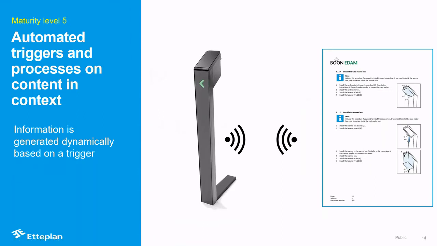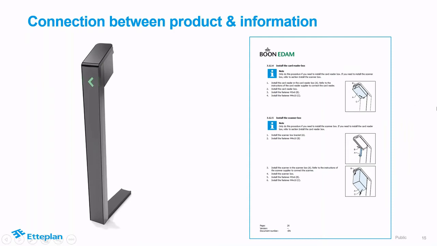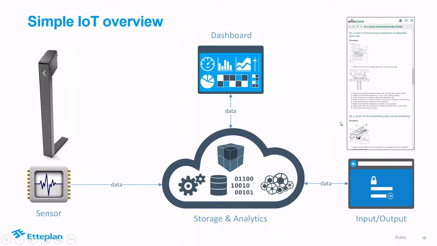Maturity level 5, where information is triggered by the device itself. So the machine talks with the information that is available about the machine. How does that look? This is a simple overview of how this works, and we did a proof of concept of this, and it can be implemented. There are sensors that collect information, and this information will be stored in the cloud. It will be analyzed. You can have a dashboard on top of that to view the status of that machine.